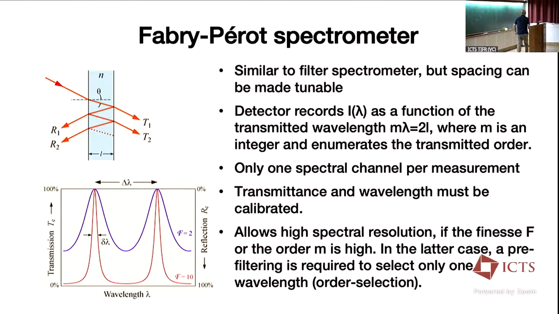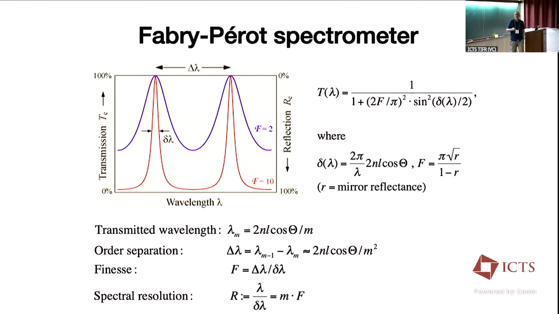Otherwise, it blocks. And you see here also that these peaks can be very narrow, and the higher the reflectance, the narrower the peak. The width of the peak is called the finesse, or let's say, the higher the finesse, the narrower the peak.